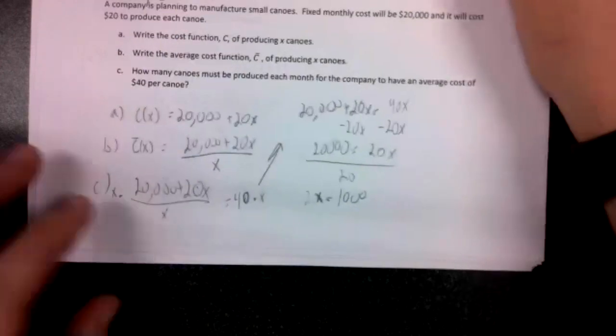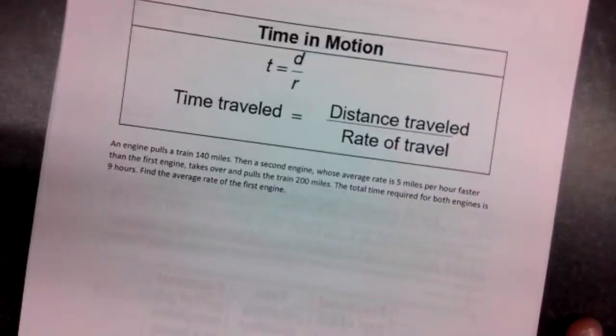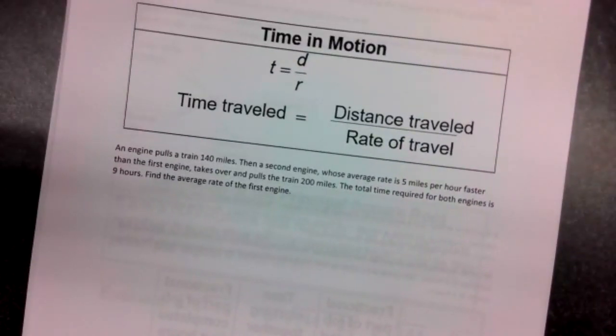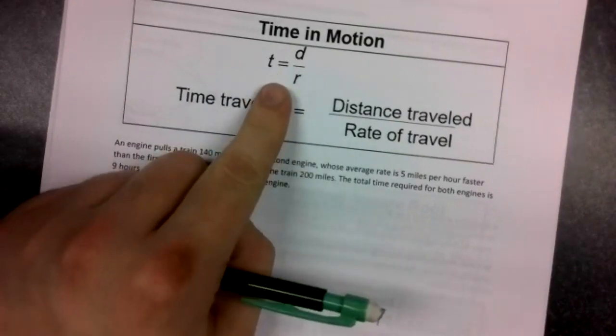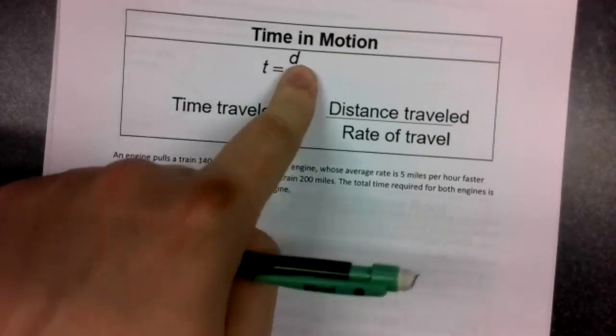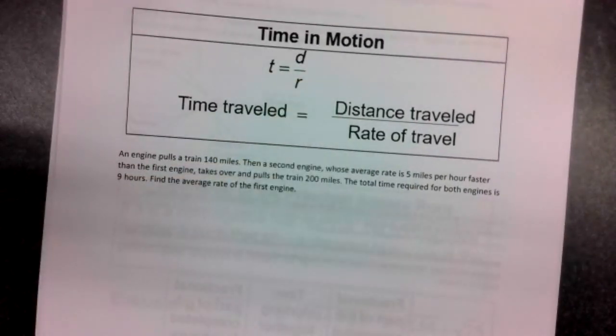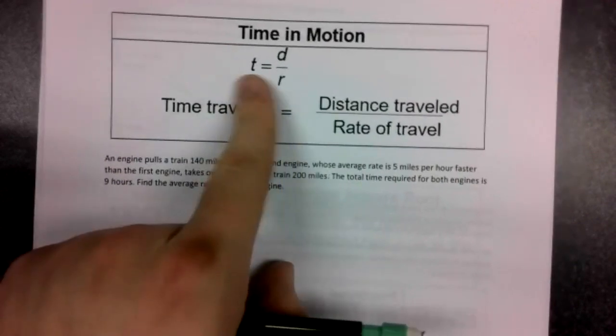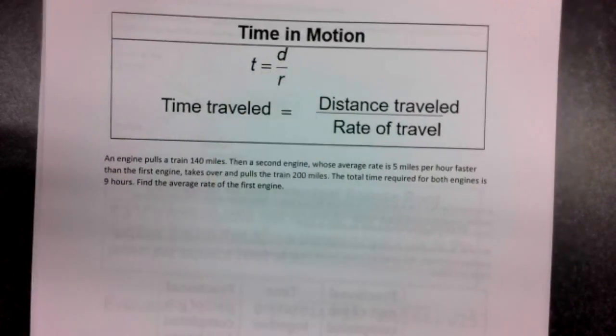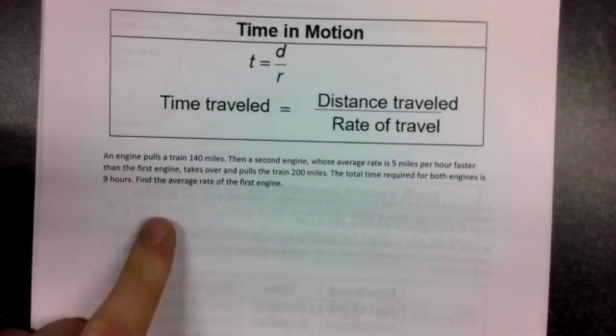Let's move on to the next page here. On the next page, we're going to talk about time and motion. It's just like we've been doing before. We have this equation, right? Maybe in one of them I'm going to ask you to solve for the distance, or maybe in another one I'm going to ask you to solve for the rate, and so on. We've already solved for time here, but maybe I'll ask you to solve for the other ones.